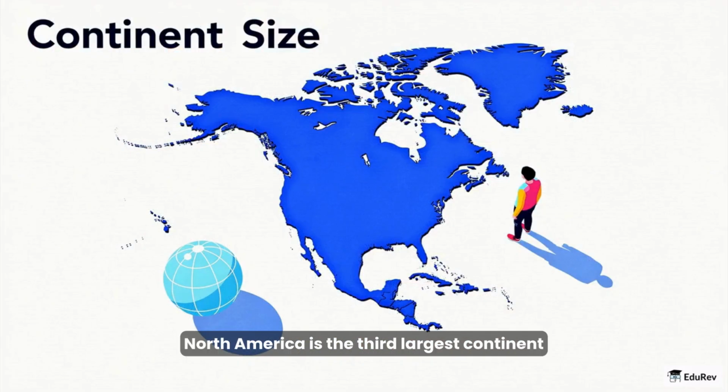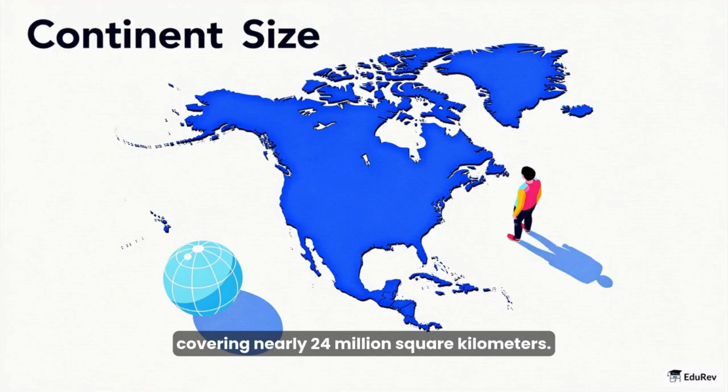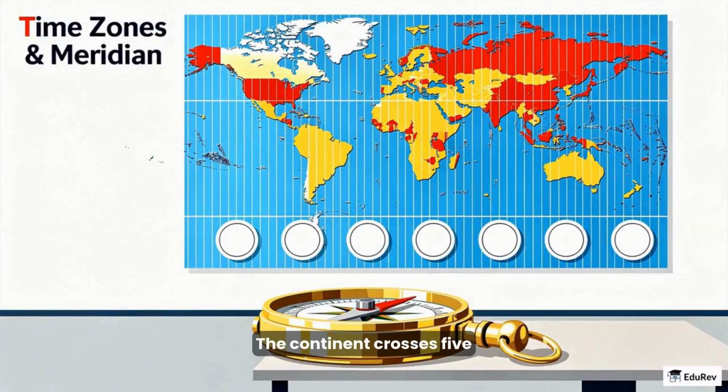North America is the third largest continent after Asia and Africa, covering nearly 24 million square kilometers. It stretches roughly from 7 degrees north to 85 degrees north in latitude, and from about 20 degrees west to 179 degrees west in longitude. So its northern boundary is within 500 kilometers of the North Pole. The continent crosses 5 principal time zones, the Tropic of Cancer and the Arctic Circle, while the 100-degree west meridian roughly bisects it, a fact that is useful for mapping regional climates and land use.